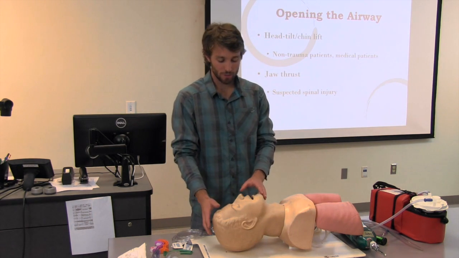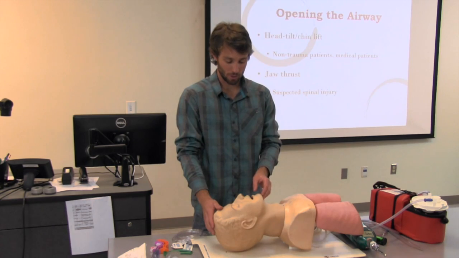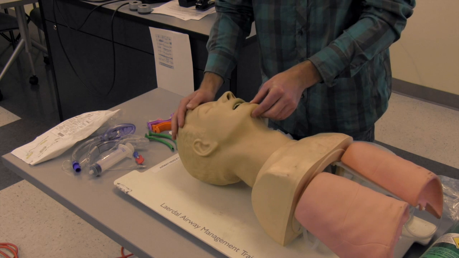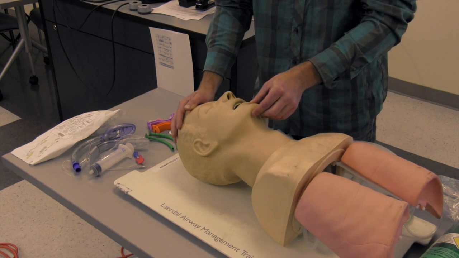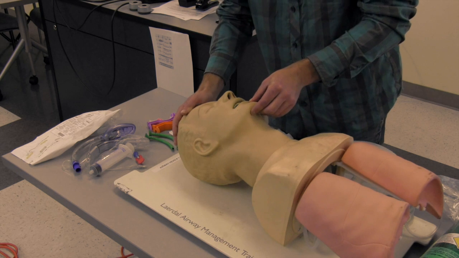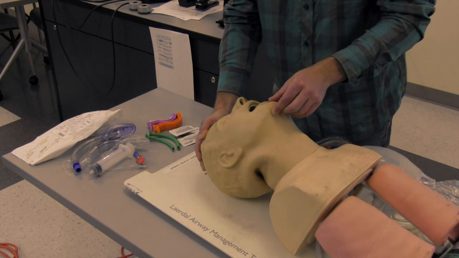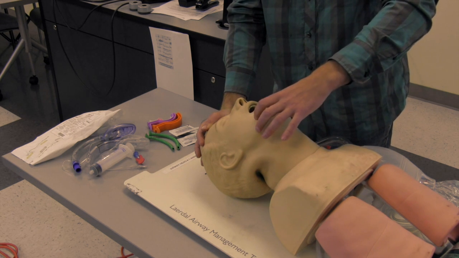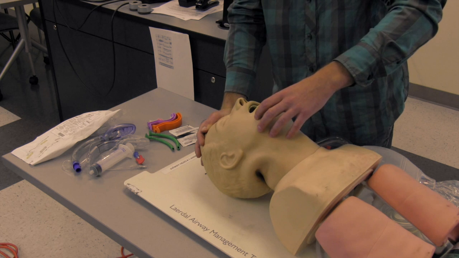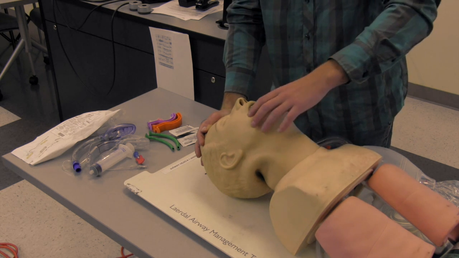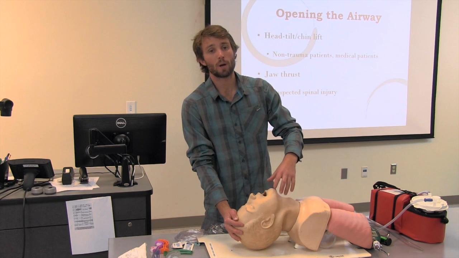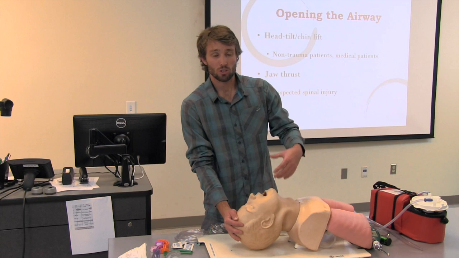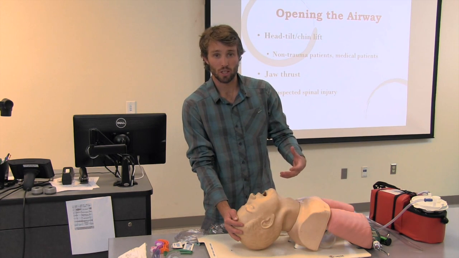So the head tilt chin lift is essentially exactly what the name implies. We're going to grab our patient's chin and the top of their head and tilt it into a hyperextended state. In this position, the tongue, which is generally our number one cause of airway obstruction in anybody who's unconscious, is removed from the back of the oropharynx and cleared out of the way of the larynx so that air can move down into the trachea.